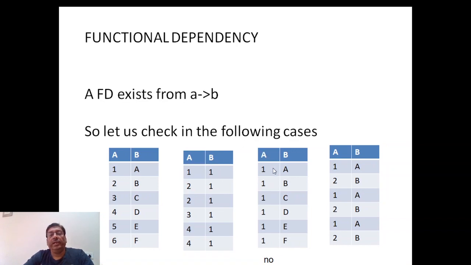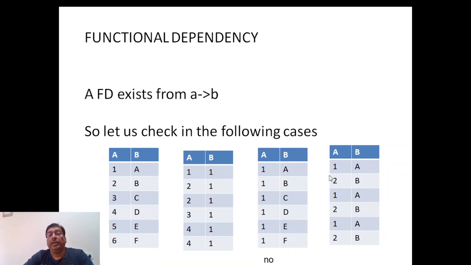Okay, next we'll take the case of whether there is a functional dependency from A to B, where the values of A are constant and the values of B are changing. When I give the value for A as 1, what value do I get for B? I'll get a, I'll get b, I may get c, d, e, f, and so on. That means there exists no functional dependency in this case, because for a given value of A, you are getting different values of B. So we say functional dependency does not exist from A to B.